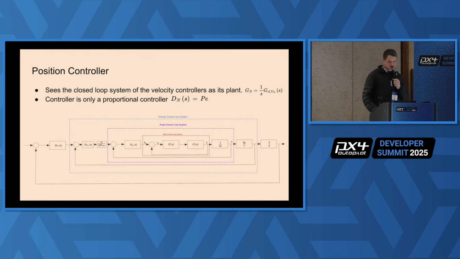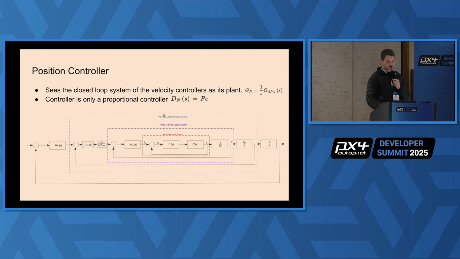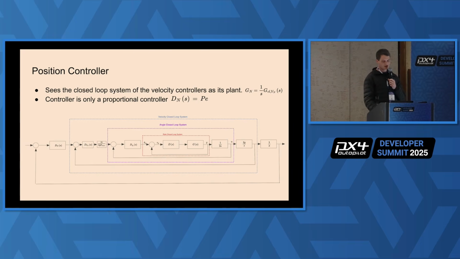So for the position controller, it's exactly the same, where your position controller is then operating on the closed loop system of your velocity controller. And there's no transformation needed between your velocity and your position, just with the use of this 1/s operator in the Laplace transform.